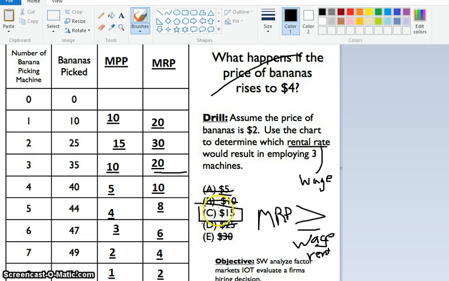Notice what happens here if we raise the price of bananas. If you raise the price of bananas, all of your marginal revenue products are going to get bigger. So it would be 10 times 4 for 40 here, 5 times 4 for 20 here, so on and so forth. So basically what you have to figure out on this type of problem is the answer could be anything above 10 and up to and equal to 20. Because at $11 for the machine, you'll buy the third one, but you won't go to the fourth one because you only get $10 back for it.